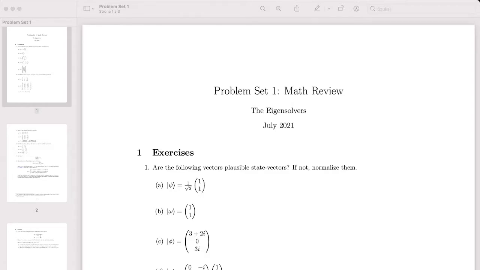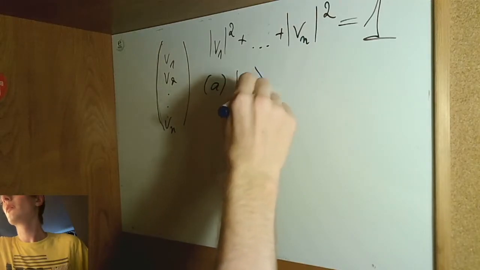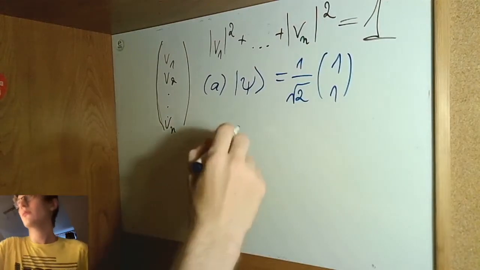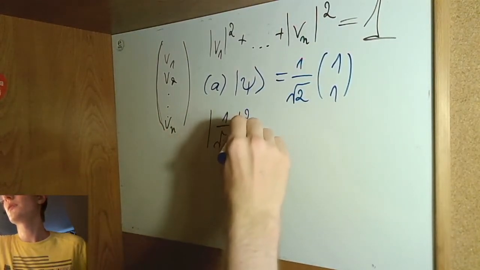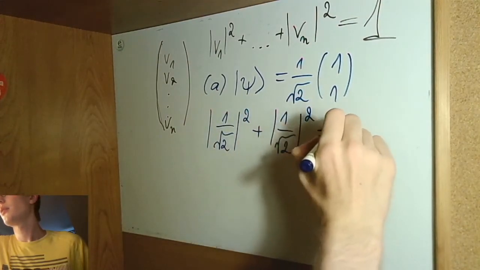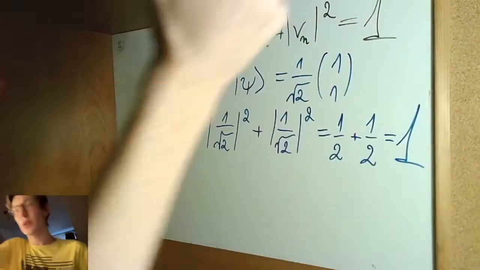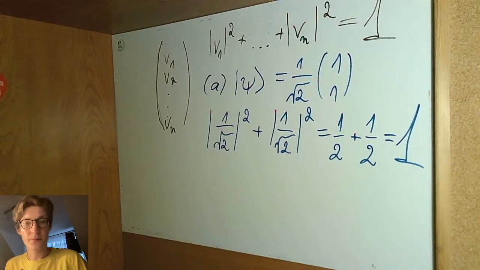So the first one is 1 over square root of 2, 1, 1. We can check that it in fact satisfies this condition, because these squares are just two halves which sum up to 1. So it is a plausible state vector. We also call it a normalized vector.